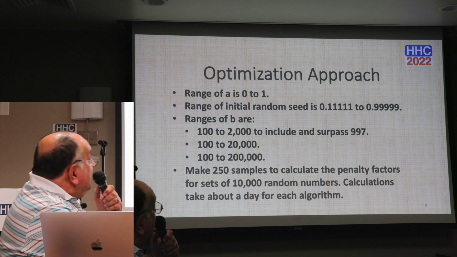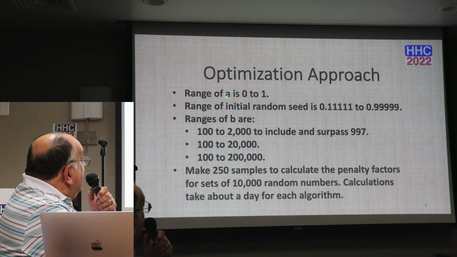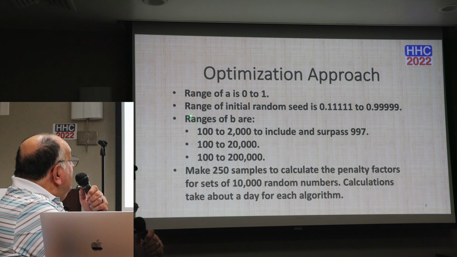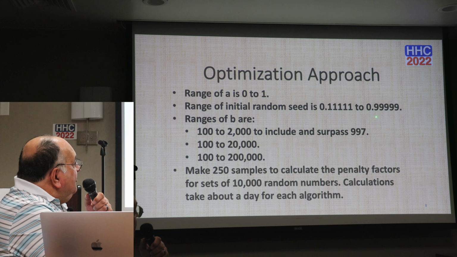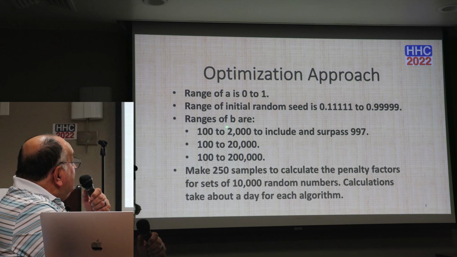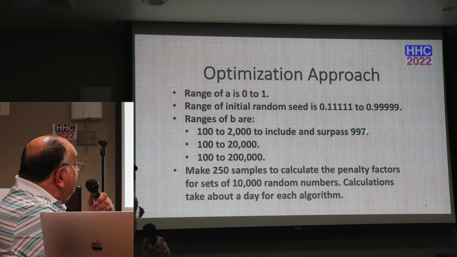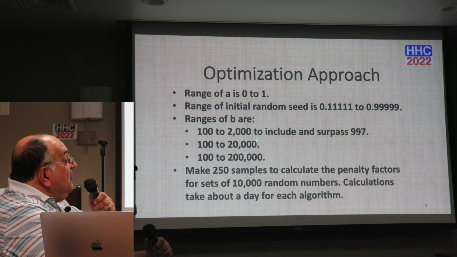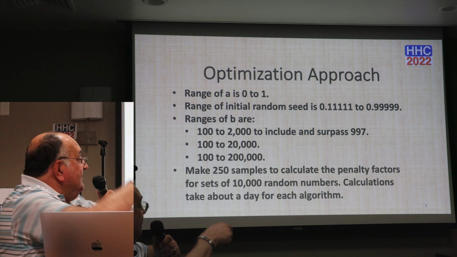In the optimization approach for both phase 1 and 2, the range for A is 0 to 1. It makes no sense to go higher because the fraction function will chop it off. For the initial seed, I try to be a bit reasonable, from 0.1111 to the 9s here. But in the range of B, I try to be creative. From 100 to 2,000, this will include and surpass our beloved baseline 997. Or from 100 to 20,000, or from 100 to 200,000. This is like if there's a black swan out there, we may find it, you know.